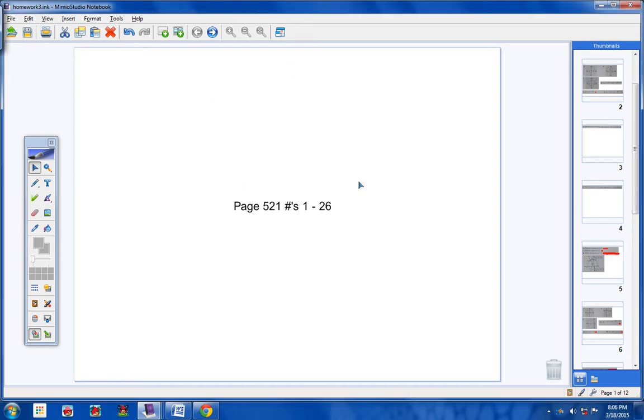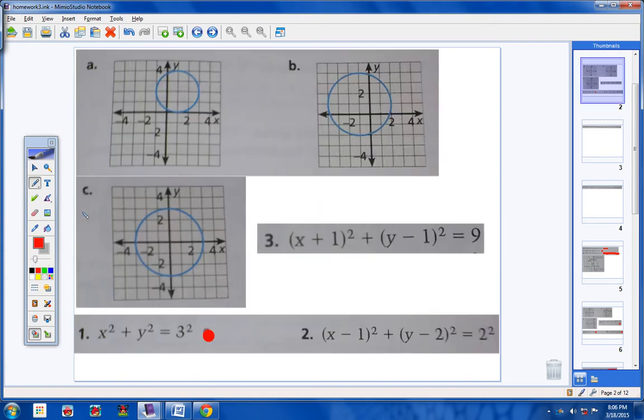Geometry students, homework help video, page 520, page 521. Let's go ahead and get started with the assignment. First of all, numbers 1, 2, and 3. We're going to match up the equation with the proper graph, okay?